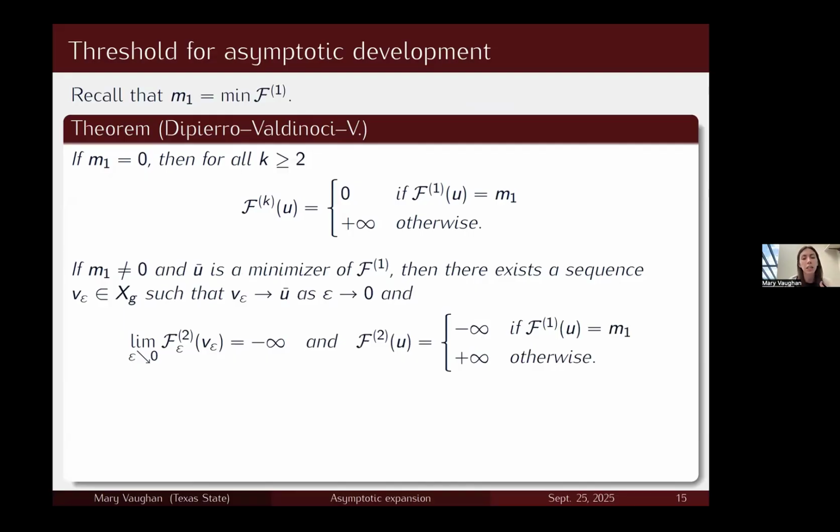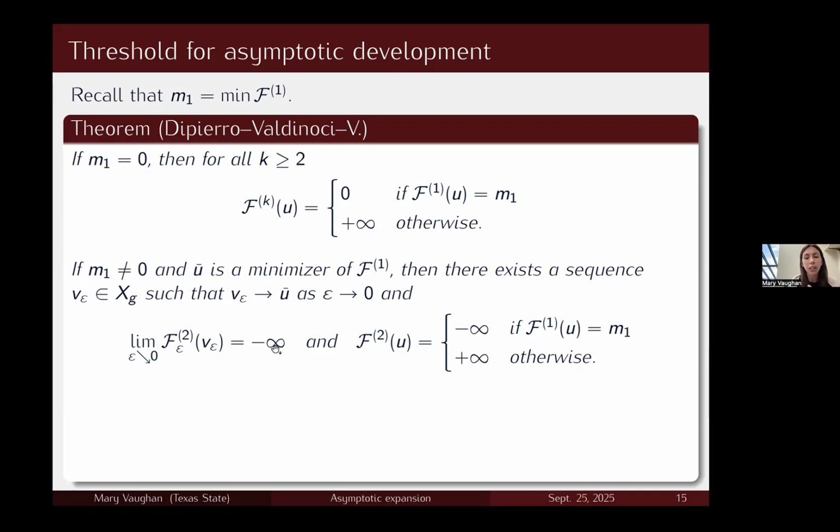So more interestingly, we now consider the case where the minimum value is non-zero. What we were able to show was that if you take a minimizer of F1, we can find a sequence v_ε that converges in my space, so it has the boundary conditions g, converges to ū as ε goes to 0. But the second order ε functional along the sequence, and you can do this along a subsequence as well, just notationally writing it this way, equals minus infinity.